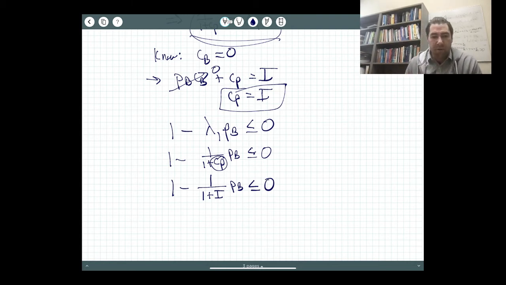Now I'm going to move things around. Anytime you're working with an inequality constraint, you have to be really careful: if you're going to multiply by something, you have to know that it's positive. So we're good here.